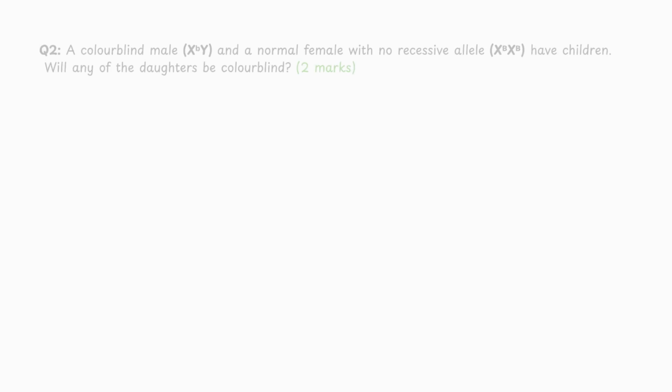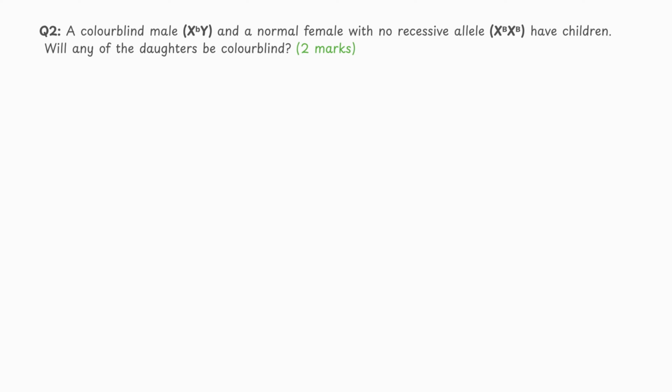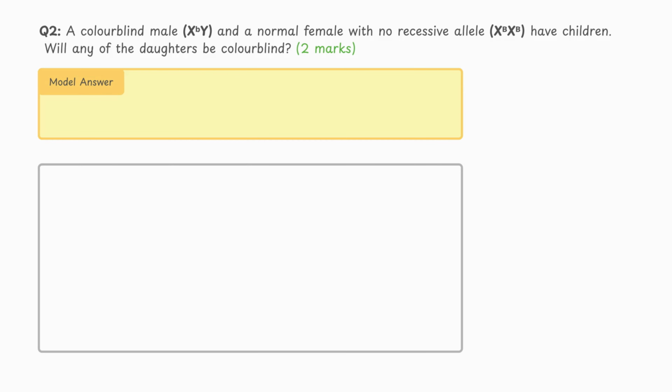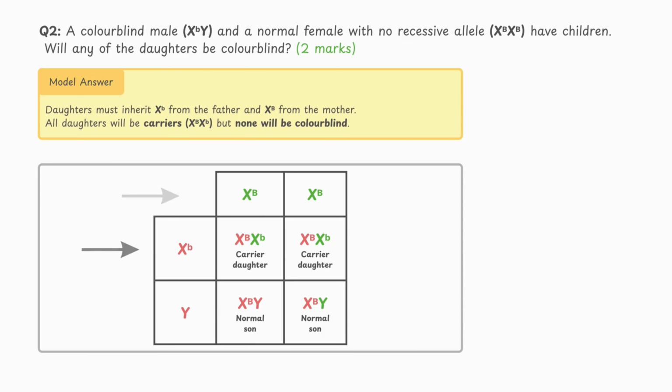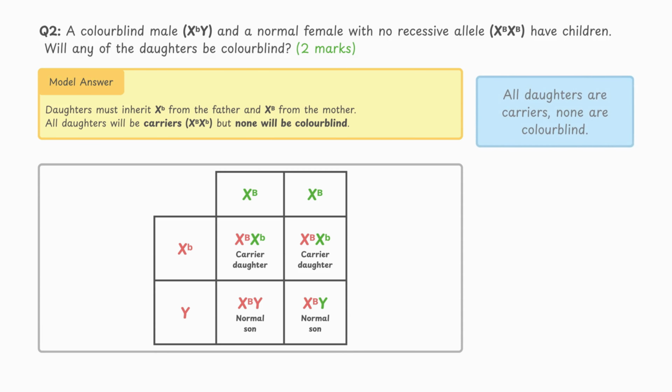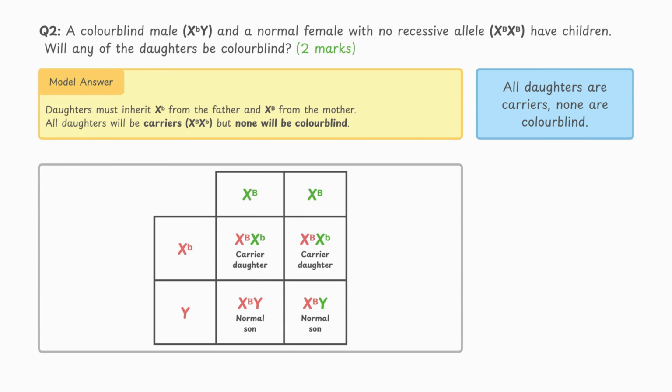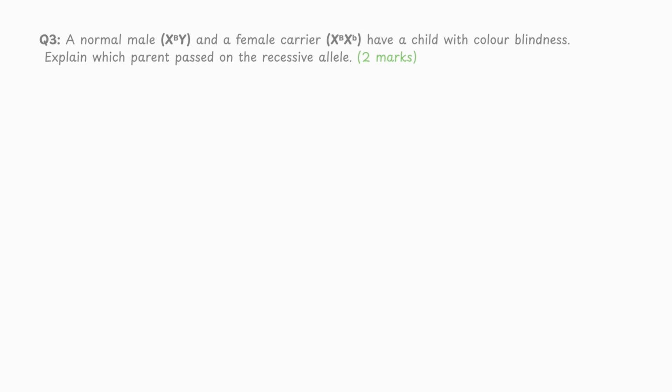Question number 2. A colorblind male and a normal female have children. Will any daughters be colorblind? All daughters will inherit the affected X from the father and a normal X from the mother, making them carriers. None will be colorblind.